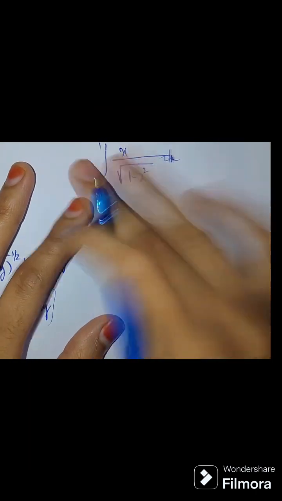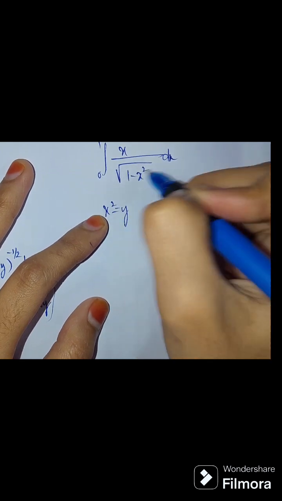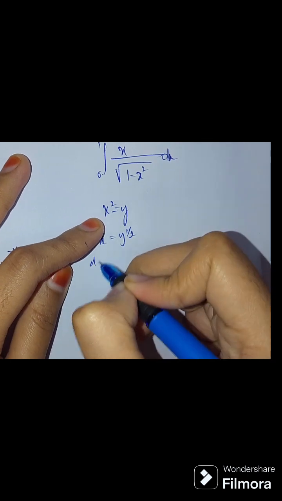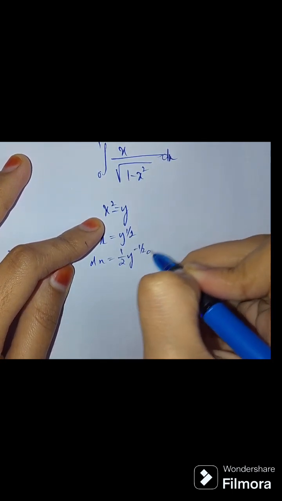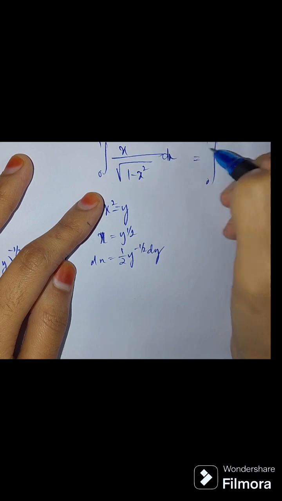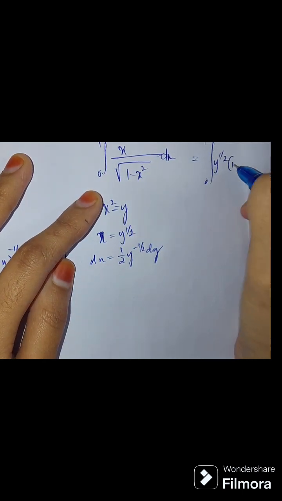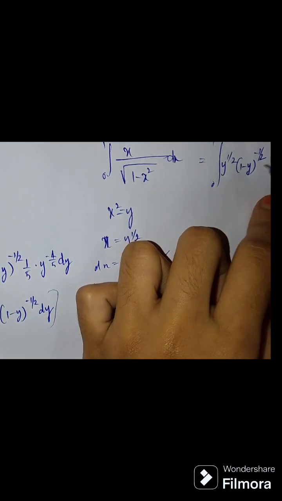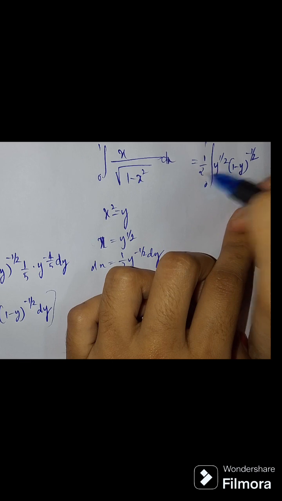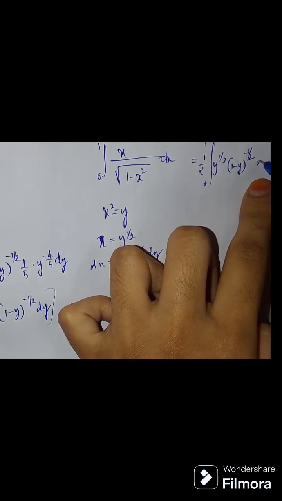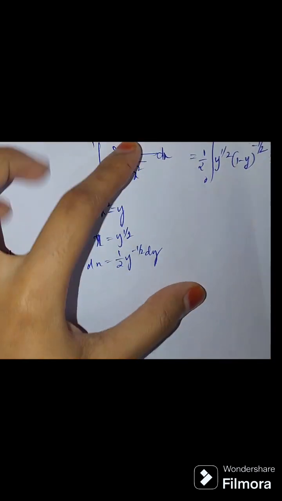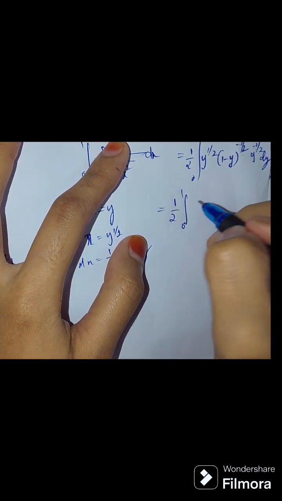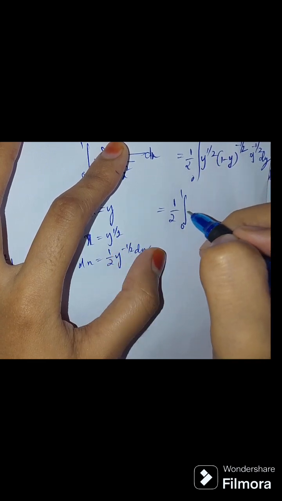Okay, see another question, same form. Put x square is equal to y. Then x is equal to y power 1 by 2. Dx will be 1 by 2 y power minus 1 by 2 dy. So I can write this as 0 to 1. X is my y power 1 by 2 and x square is my y. What is my dx? I'll write directly outside 1 by 2 y power minus 1 by 2. So what I'll get? 1 by 2, limit integral. This will be 1 by 2 minus 1 by 2, it will be 0.